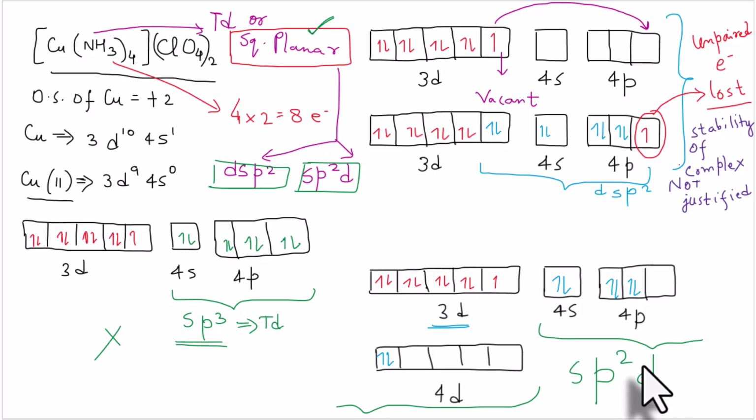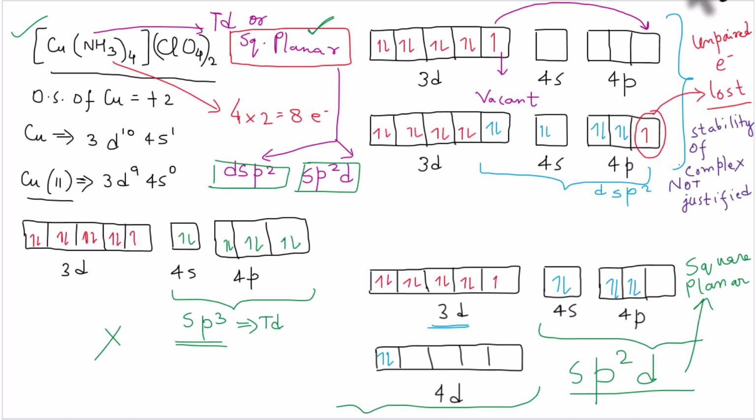And this perfectly satisfies the stability of this complex, because this migration is not of a single electron, and it is not going from a very low energy state to a very high energy state. So this migration is justified, hybridization is justified, and ultimately it leads to the square planar geometry which is observed from the experimental studies. So I hope this explanation is clear.